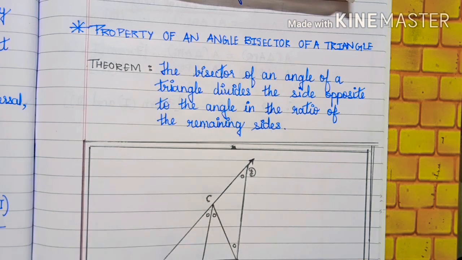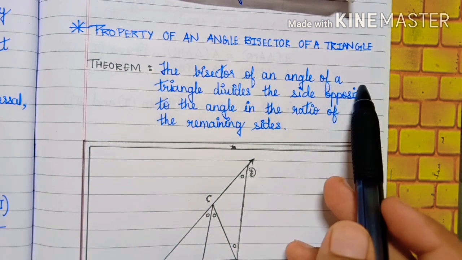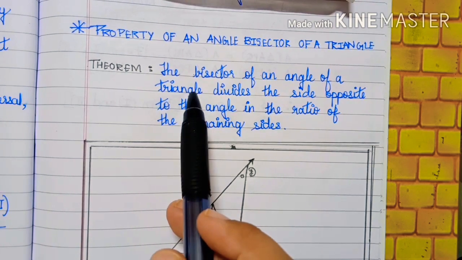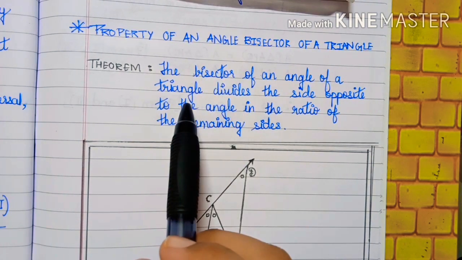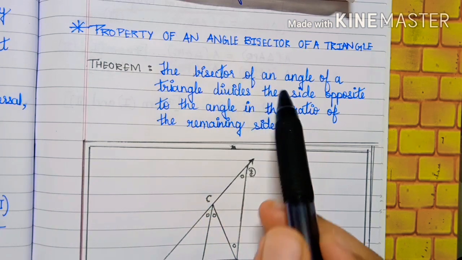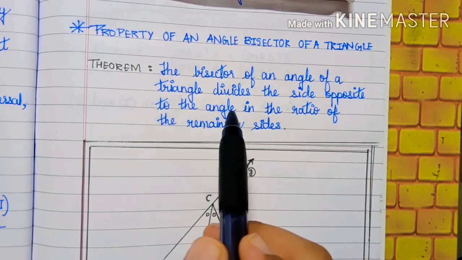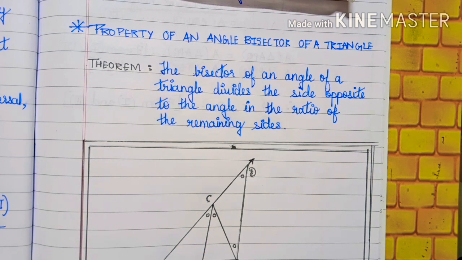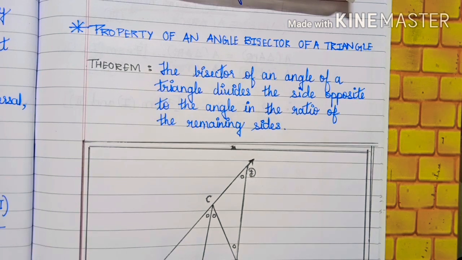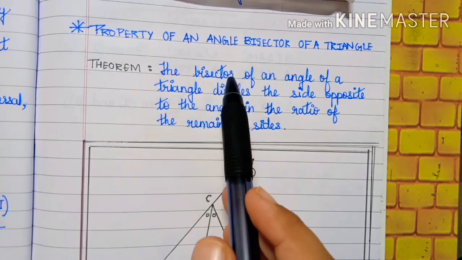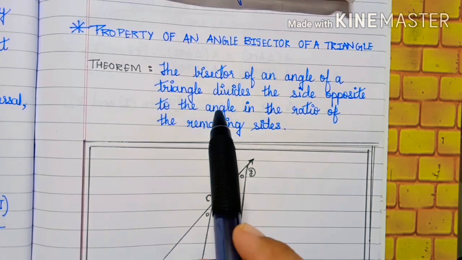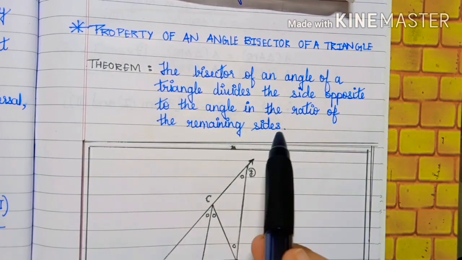Let us now learn it in the form of given and to prove. The sentence from the start tells us the bisector of an angle of a triangle. That tells us that there is a bisector for one of the angles of the triangle. The second point tells us it divides the side opposite to the angle. That is, the bisector intersects one of the sides of the triangle and divides the side into two different parts. What does it tell us? It tells us that the bisector divides the side opposite to the angle in the ratio of the remaining sides.